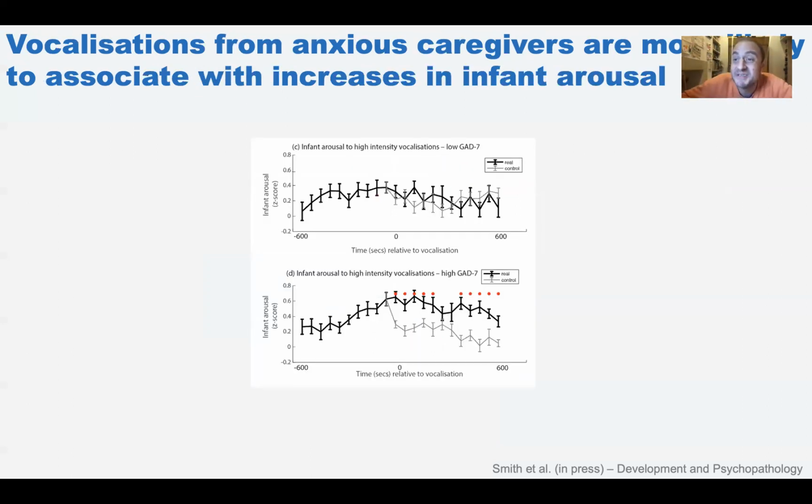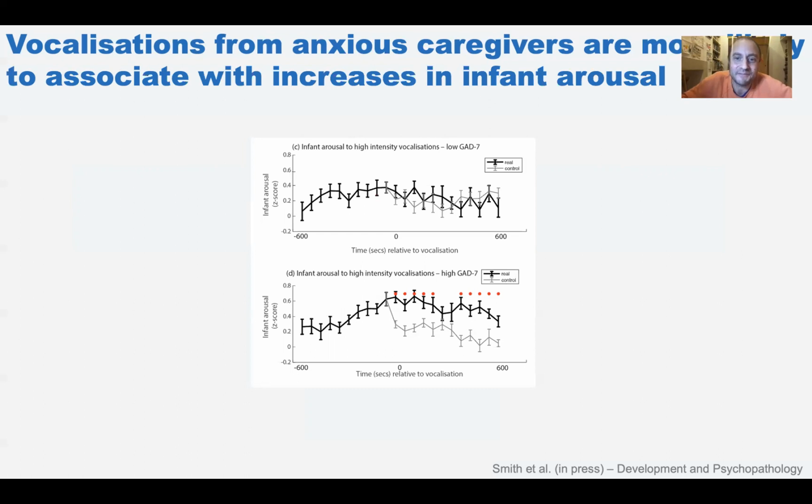Finally, we looked at how the baby's arousal changes relative to these parental vocalizations. And we found that in a high anxiety group, we're getting more sustained increases in infant arousal around these vocalizations. So these are three things that we're saying are interrelated. Firstly, when more anxious parents are highly aroused, they're more likely to vocalize to their child. Secondly, these vocalizations are more likely to occur in clusters. Thirdly, these vocalizations are more likely to associate with sustained increases in arousal in the child.